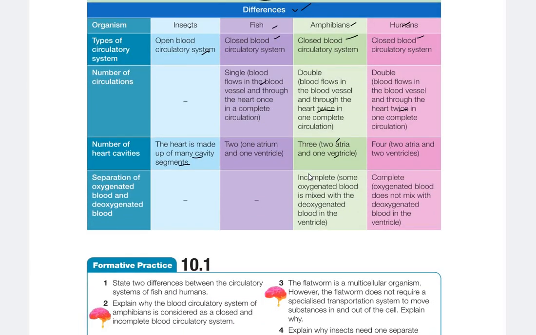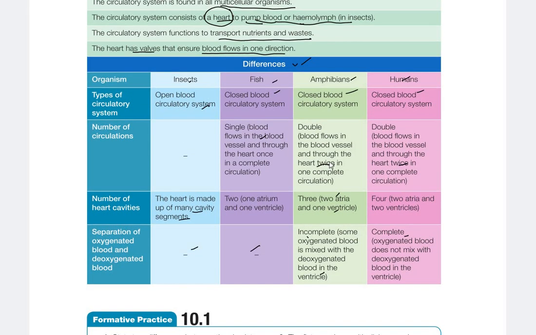And then separation of oxygenated blood and deoxygenated blood. For insects, none, and fish, none, because the blood is not separated. For amphibians, incomplete, because some oxygenated blood is mixed with the deoxygenated blood in the ventricle. For humans, complete, because oxygenated blood does not mix with deoxygenated blood in the ventricle. So these are the differences between the circulatory systems.